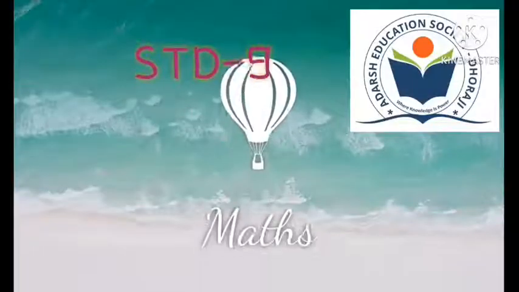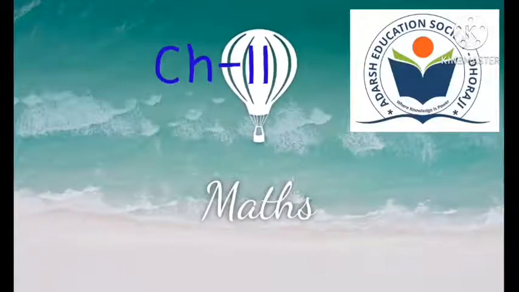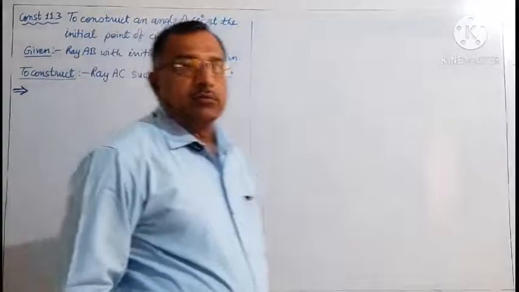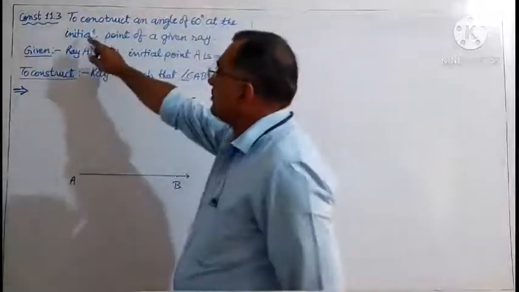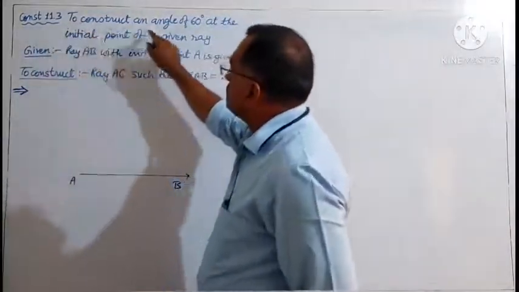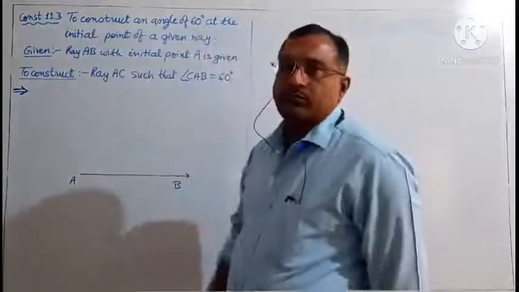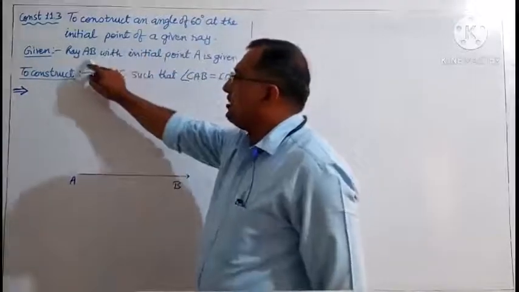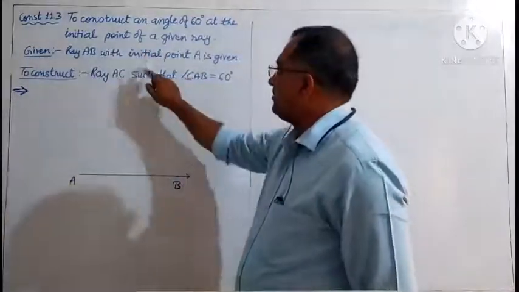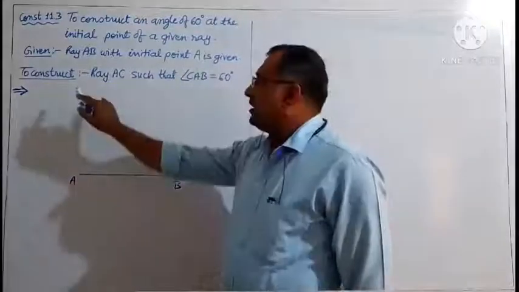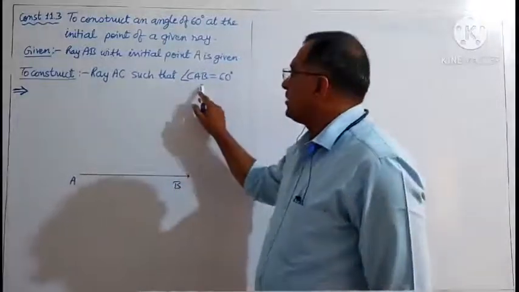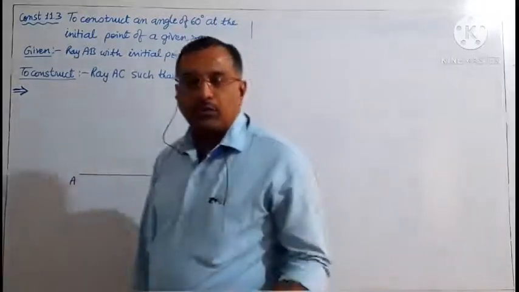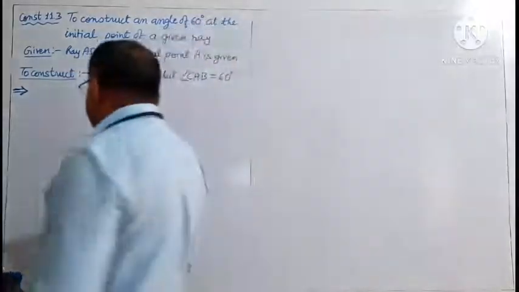Today in standard ninth subject mathematics, we are going to learn chapter 11 constructions. Today in construction 11.3 of chapter 11, construct an angle of 60 degree at the initial point of a given ray. So here ray AB is given with initial point A. We have to construct ray AC so that angle at A, that is CAB, is 60 degree. So how to construct? Here ray AB is given.